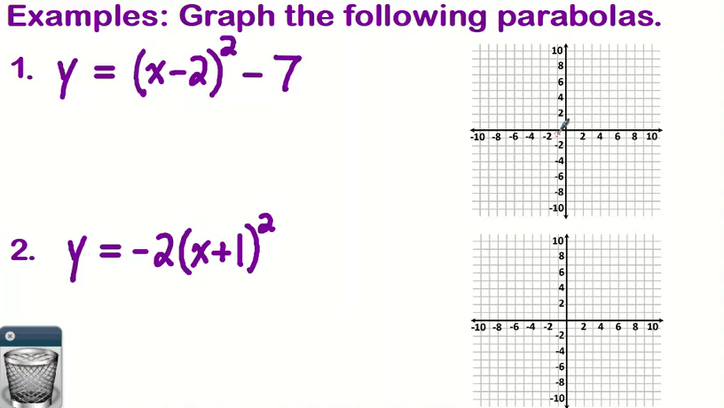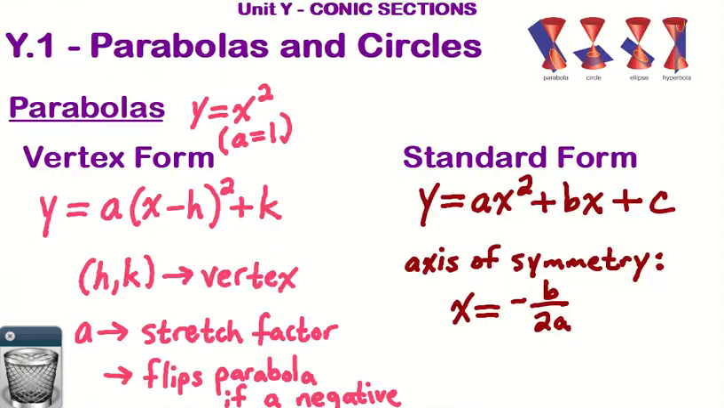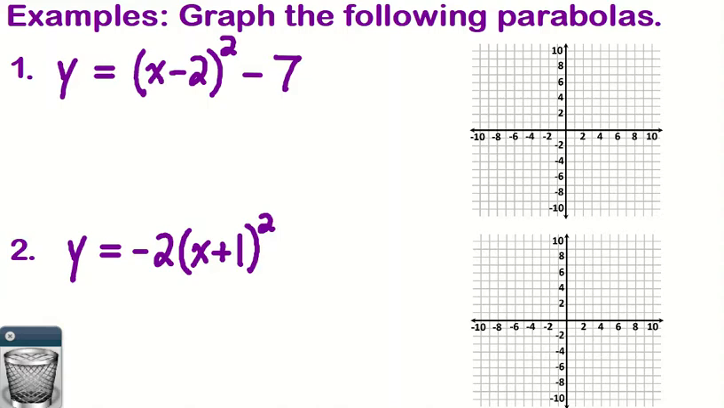So here we go. Example number 1: y equals x minus 2 squared, minus 7. I hope there's not that many cobwebs keeping you from realizing that this matches vertex form. It turns out that a equals 1 because there's a 1 out in front. My h is 2. Not negative 2, just 2.